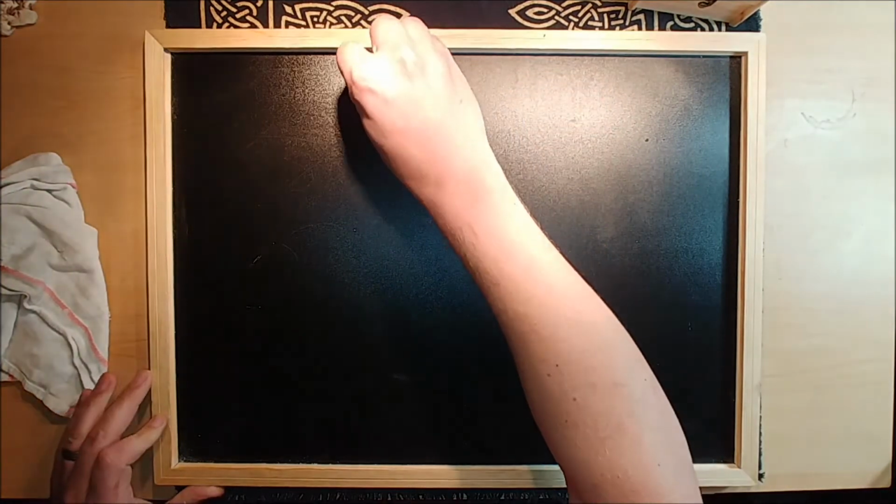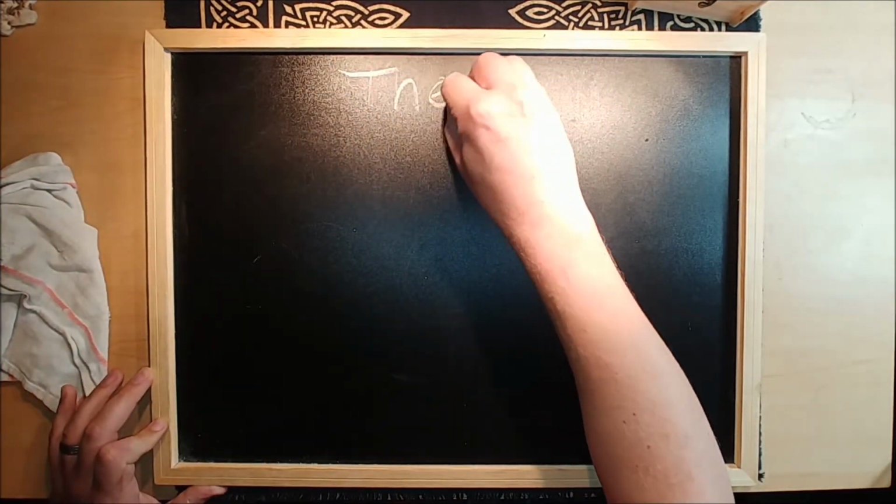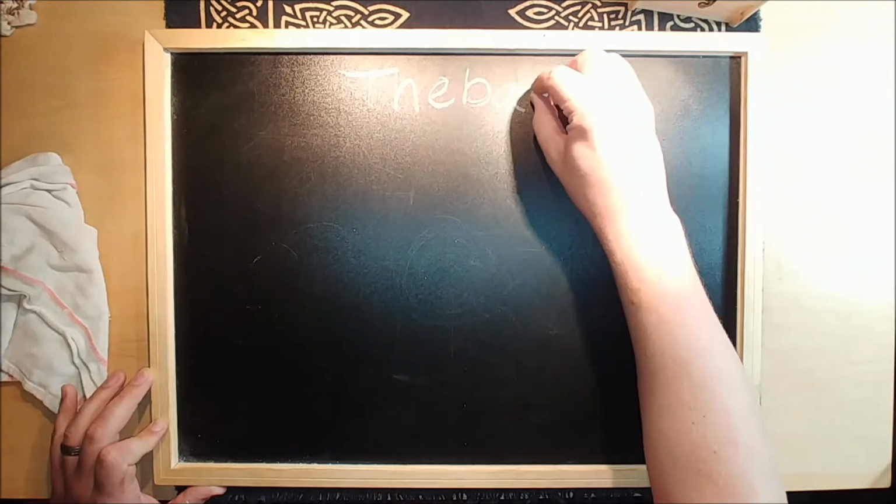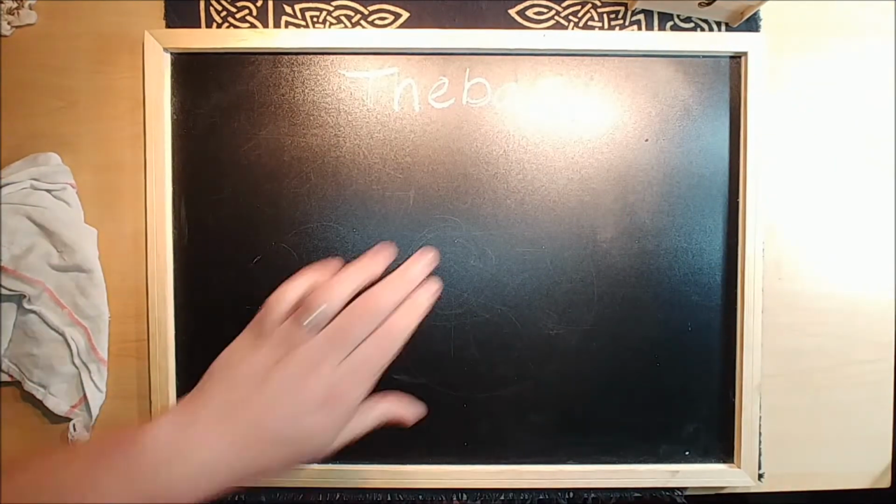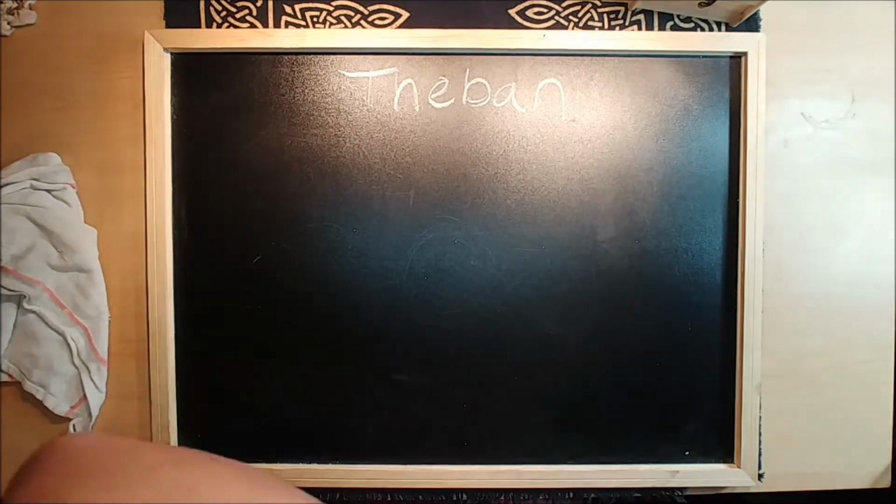Now, Theban is an alphabetic writing that is initially used for Wiccans. But if you are not Wiccan and you wish to use this, please feel free to. It is mainly used to hide our spells and important letters from prying eyes. So, how you spell Theban is T-H-E-B-A-N.